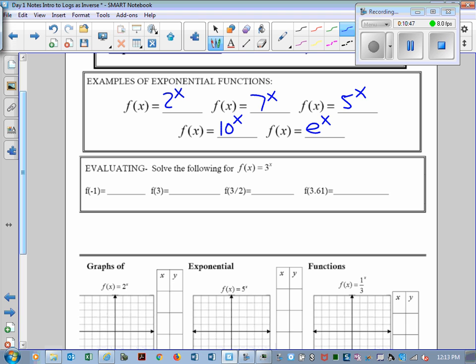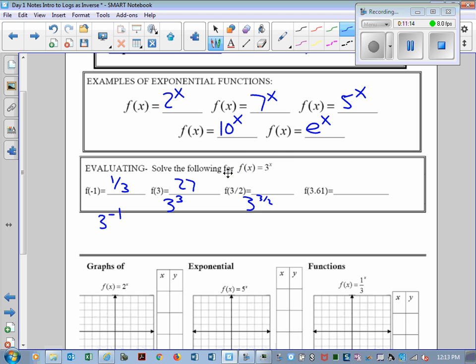Okay, so, evaluating functions. If I'm looking at this function here, where do I put this -1? In the exponent. So what is 3 to the -1 power? 1/3. Thank you for remembering that. And what is 3 to the 3rd power? 27.